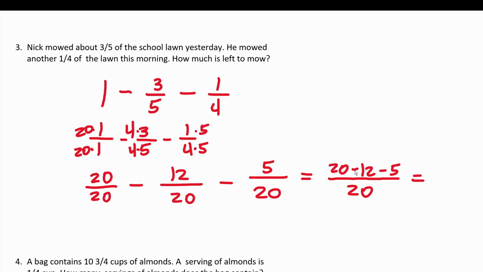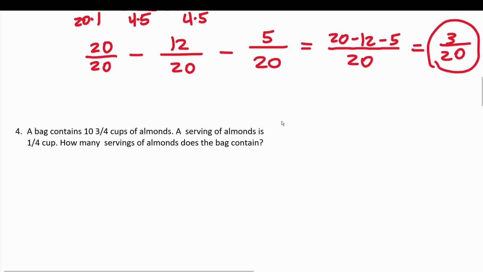20 minus 12 would be 8. 8 minus 5 is 3. So this is 3 over 20. So he has 3/20ths of the school's lawn left to mow. So that's this one. This is a simple case involving the subtraction of fractions and whole numbers.